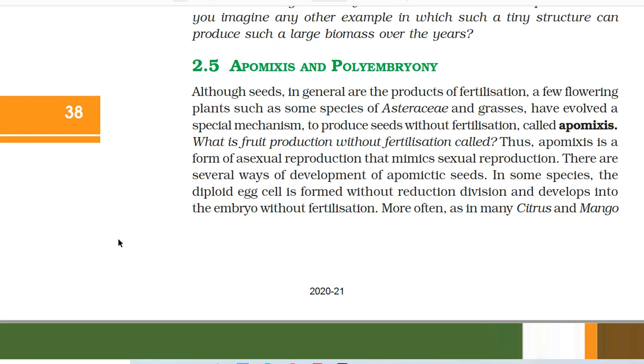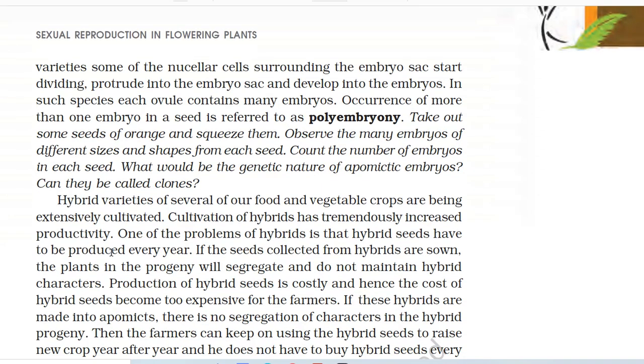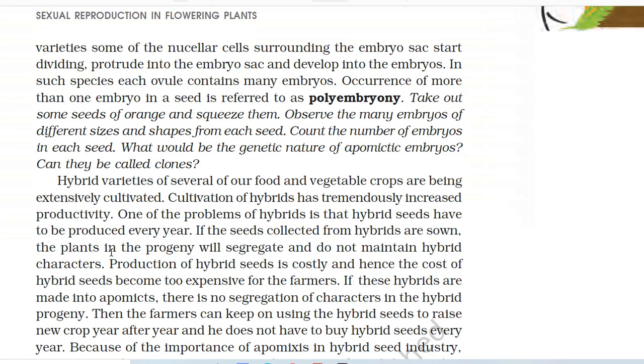In some species, the diploid egg cell is formed without reduction division and develops into the embryo without fertilization. More often, as in many citrus and mango varieties, some of the nucellus cells surrounding the embryo sac start dividing, protrude into the embryo sac and develop into the embryos. In such species, each ovule contains many embryos. Occurrence of more than one embryo in a seed is referred to as polyembryony.